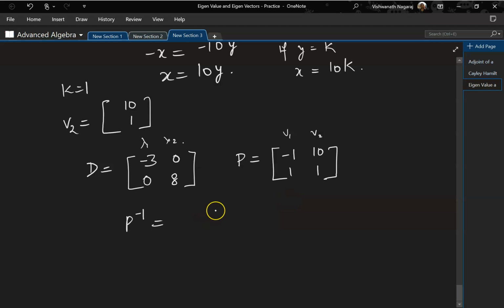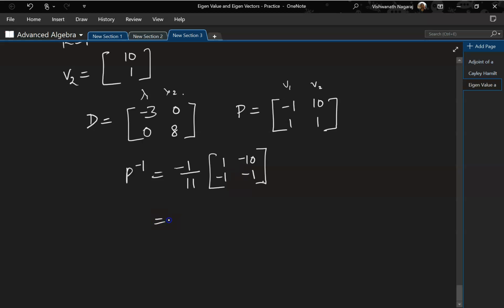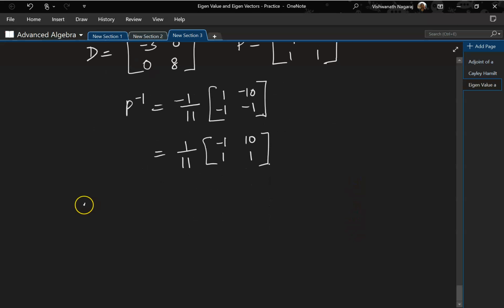Now since it is a 2 by 2 matrix, it is pretty straightforward. Let's say 1 by determinant of this. Determinant of this is what? Minus 1 minus 10, so minus 11. And then what we have to do is exchange the diagonal values. So this becomes 1 and this becomes minus 1. And change the signs of the other diagonal, so this becomes minus 1, minus 10. And since majority of them are here negative, let's take this minus inside. So 1 by 11, it becomes minus 1, 10, 1, 1. Now you might notice that P and P inverse are both the same in this particular case. It will not happen all the time. Okay, so now we have the formula.